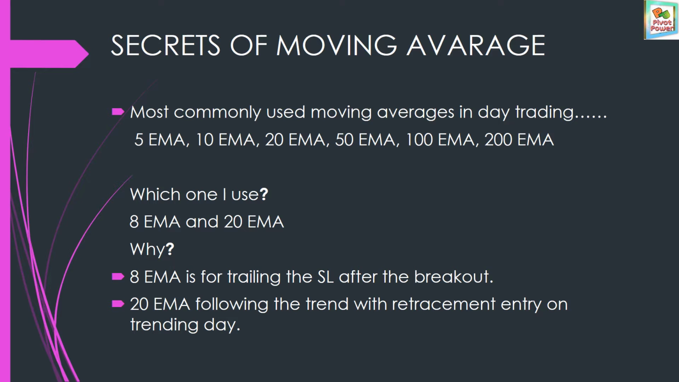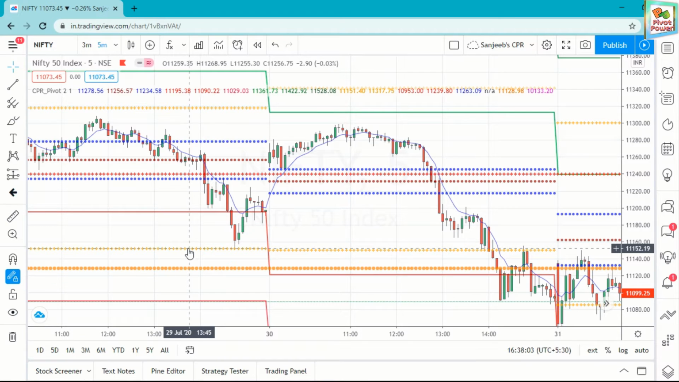The question is why 8 EMA and 20 EMA? 8 EMA is for trailing the stop loss after the breakout. 20 EMA follows the trend with retracement entry on the trending day. Let's go to the TradingView chart for the 8 EMA and 20 EMA with pivot points and CPR. This is the 5-minute chart of Nifty in TradingView.